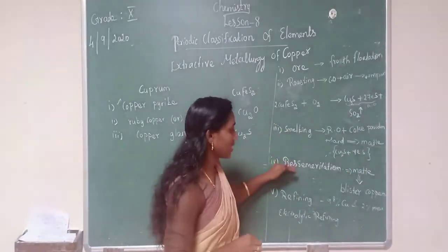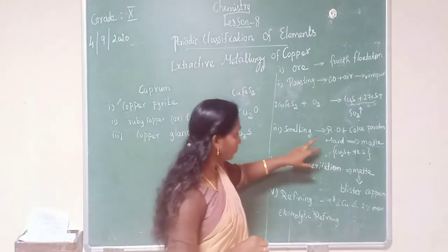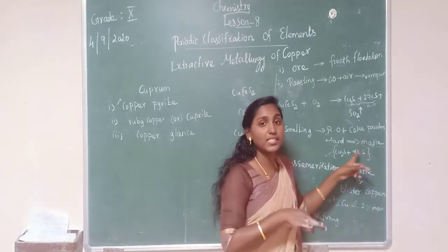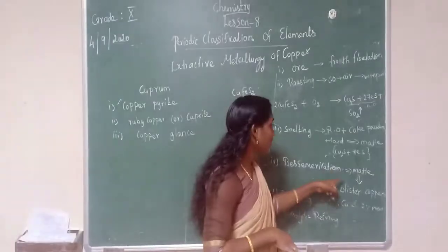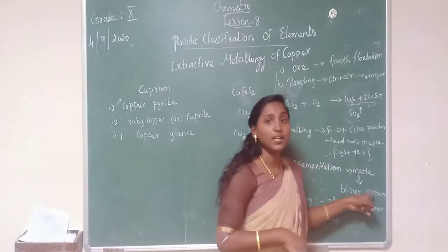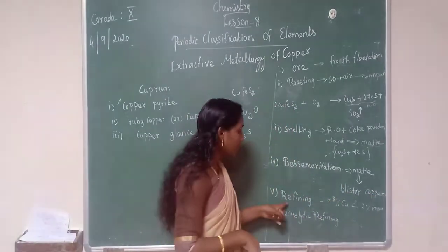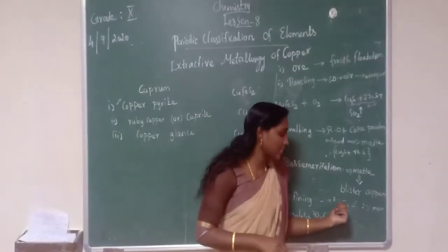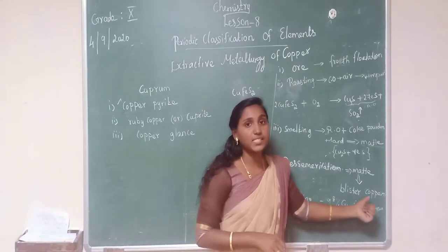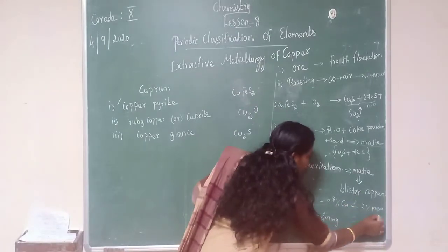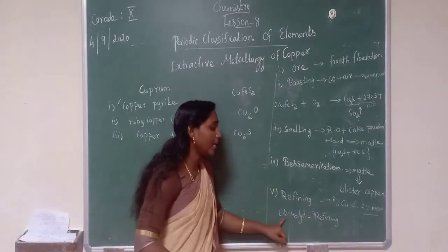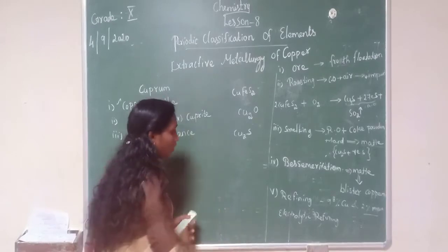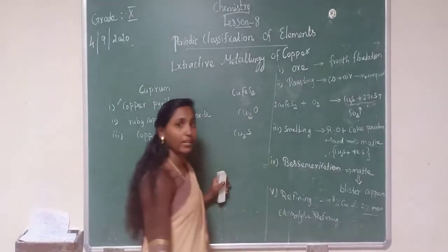The next, bessemerization. In this bessemerization process, this mat is transferred in a Bessemer converter to obtain blister copper. Then the last one, refining. In this refining method, this blister copper contains 98% copper and 2% impurities. This 2% impurities was removed by which method? Electrolytic refining method. Okay. Then next we are going to study this electrolytic refining method.